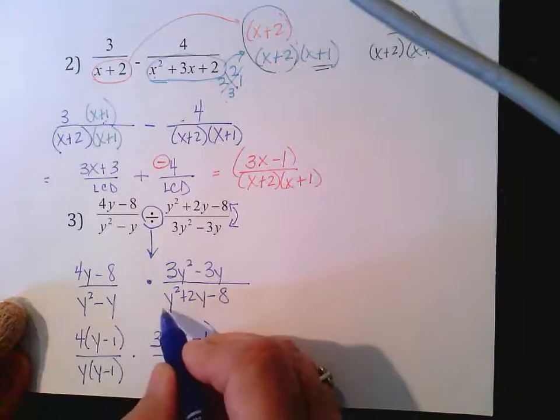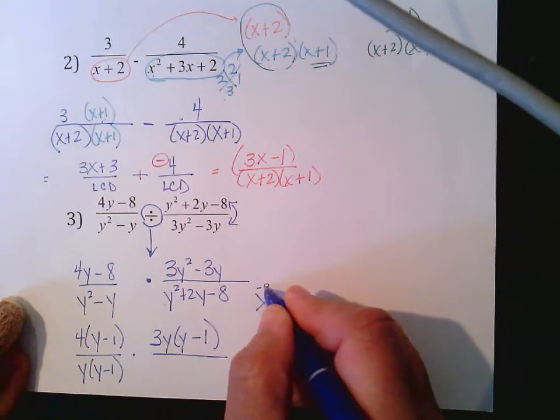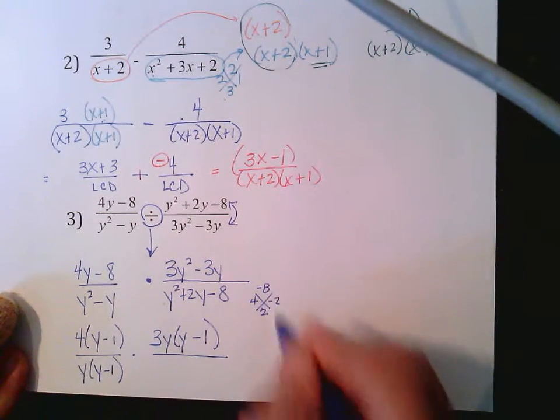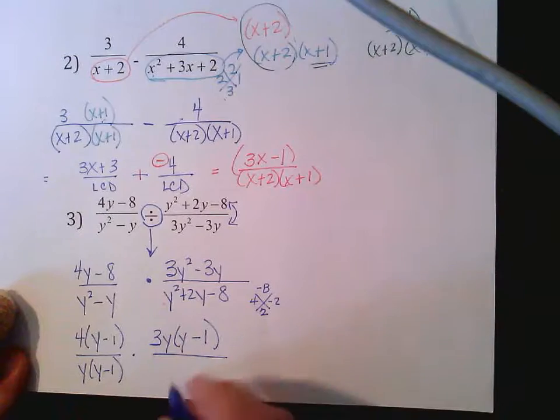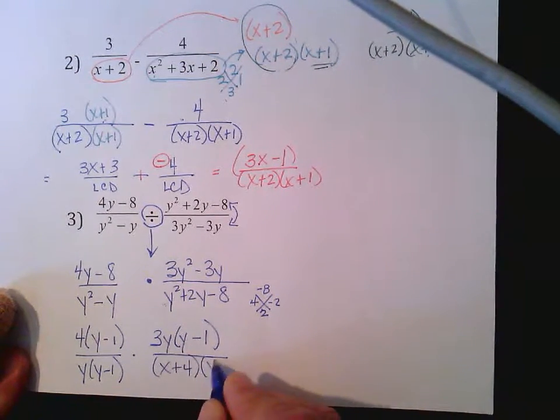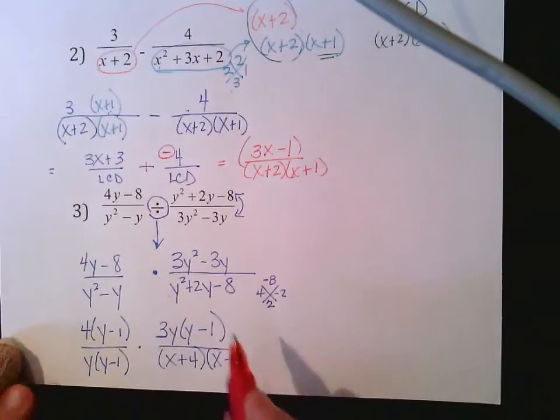And then this is a trinomial with a leading coefficient of 1. So I need numbers that multiply to be negative 8 and add to be a positive 2. And that'd be 4 and negative 2, that multiply to be negative 8 and add to be 2. So this is going to be x plus 4, x minus 2. And then I'm going to simplify where I can.